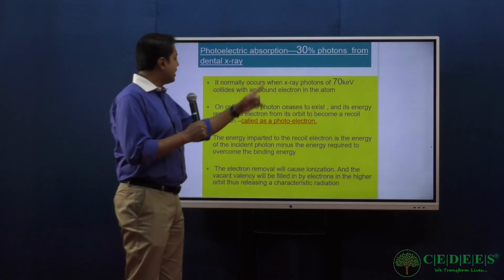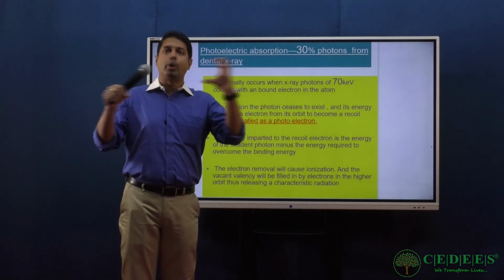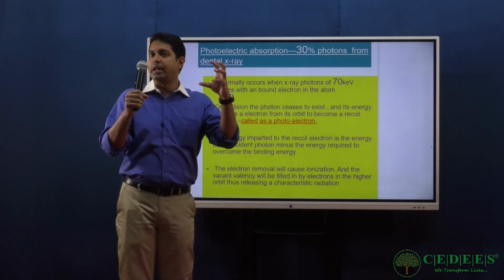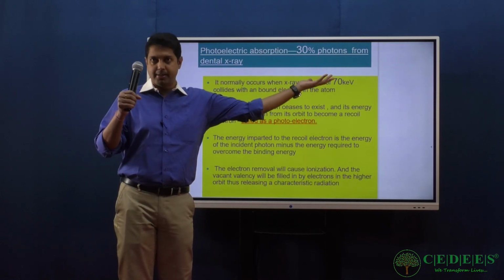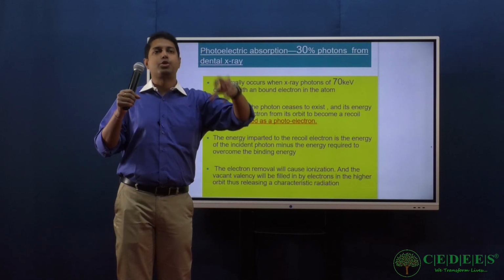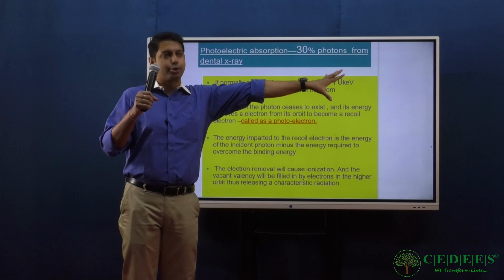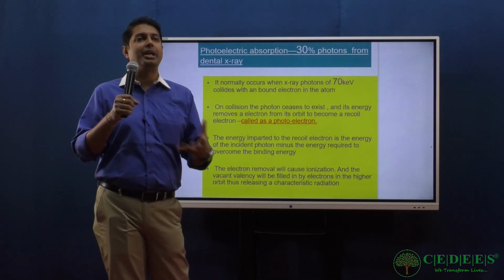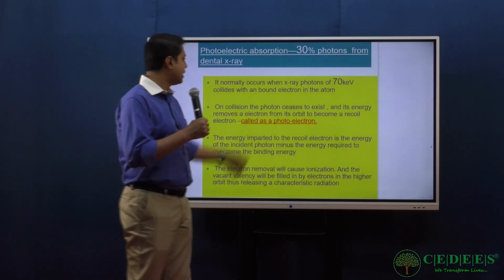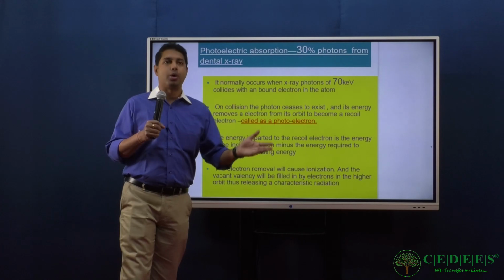Next, its energy removes an electron from its orbit. So when there is a collision, this X-ray photon will die, whereas this particular electron is knocked out of its place. This electron which is knocked out from its place is called a recoil electron. Always remember, it's a viva question: what do you mean by a recoil electron? That is it. And this recoil electron is also called a photoelectron.